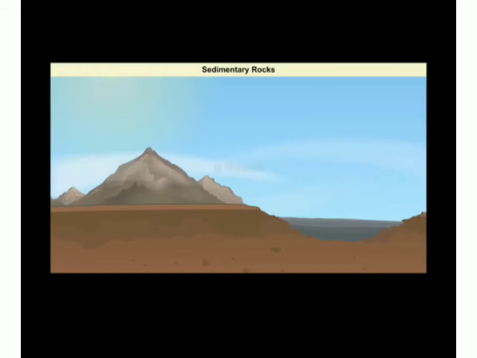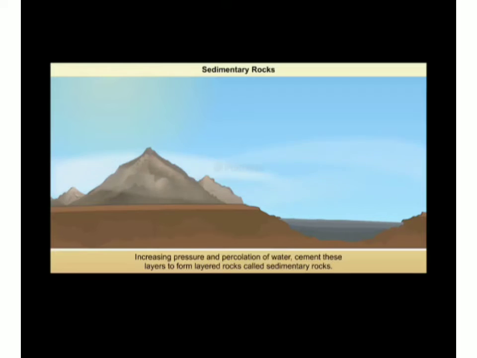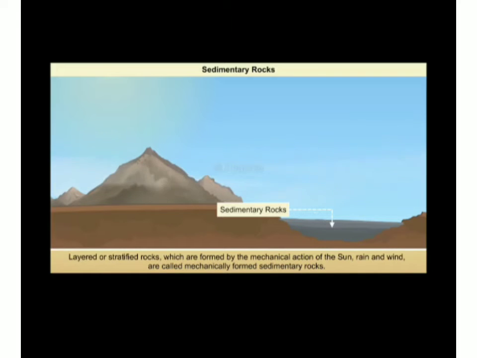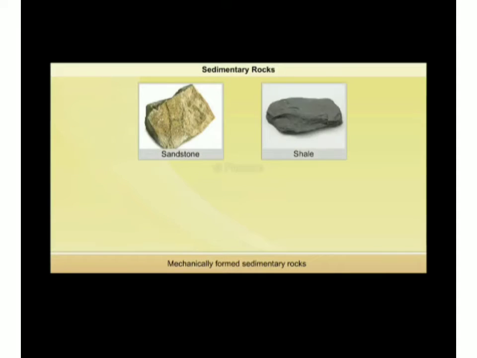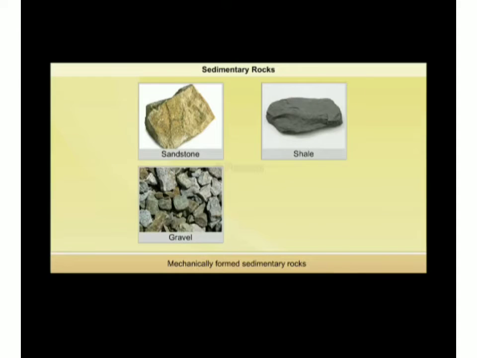Gradually, as more and more sediments get deposited, they become layered. Increasing pressure and percolation of water cement these layers to form layered rocks called sedimentary rocks. Such sedimentary rocks, which are formed by the mechanical action of the sun, rain, and wind, are called mechanically formed sedimentary rocks. Sandstone, shale, gravel, and clay are formed in this manner.